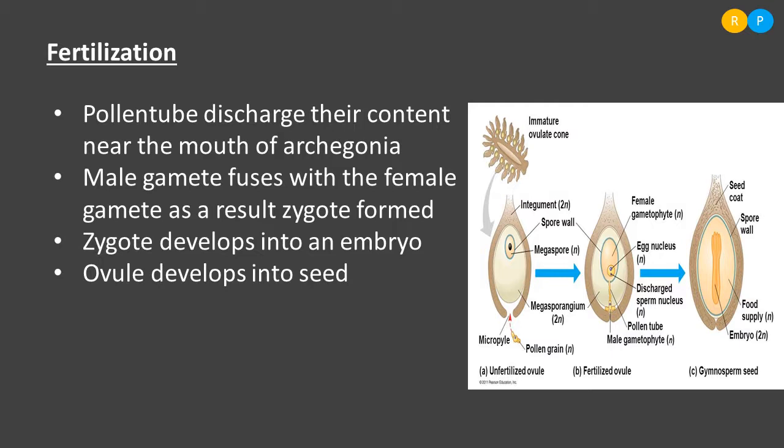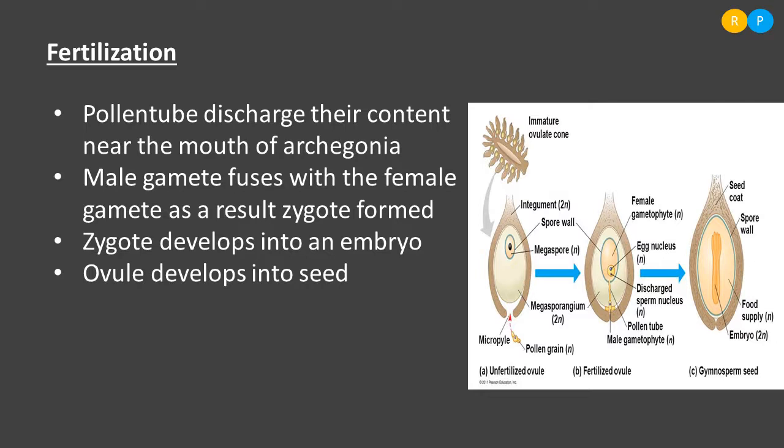So these are the post fertilization changes. That means after the fusion of male and female gametes, some changes can be seen in the female reproductive structure. The ovule is a part of the female reproductive structure. So soon after the fertilization, the ovule develops into seed. Understood? And the zygote develops into what? Embryo. So these two structures are formed soon after the fertilization. The embryo is present within the seed.